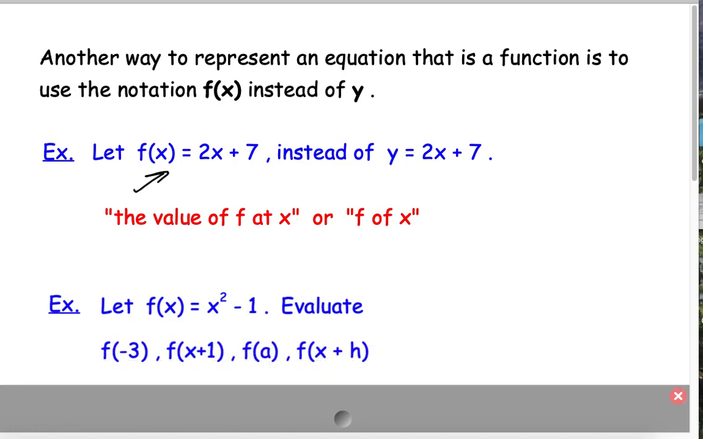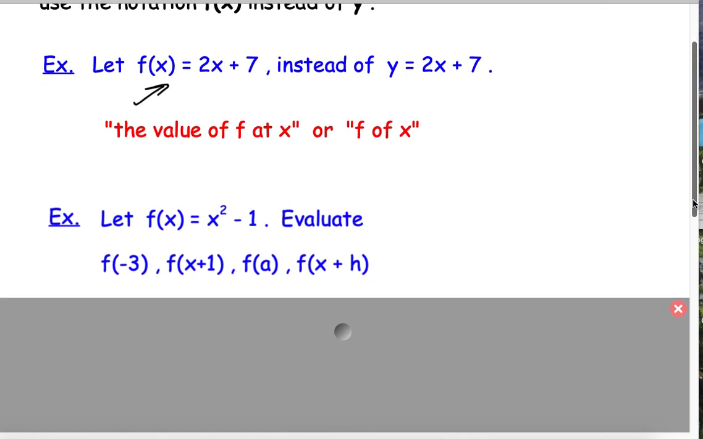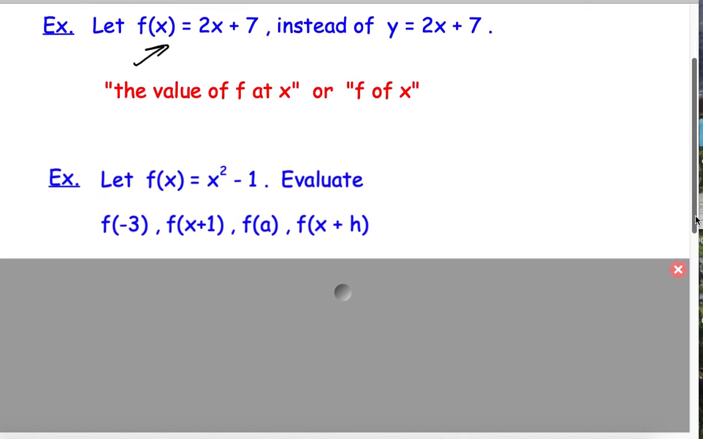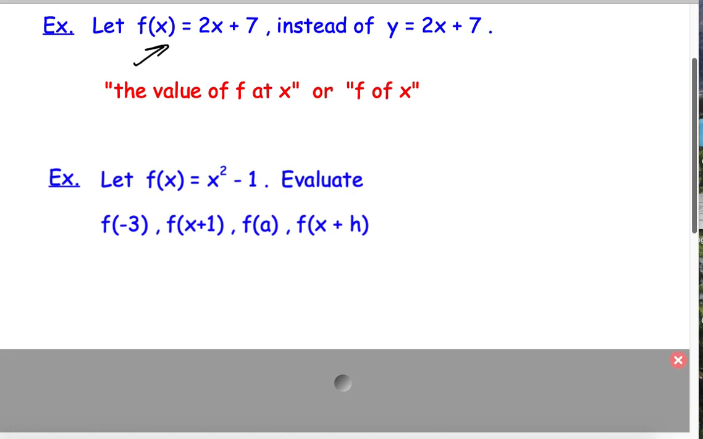So let's look at this example. f of x is equal to x squared minus 1. Let's evaluate. What's f of negative 3? Okay, well, let's start with that.